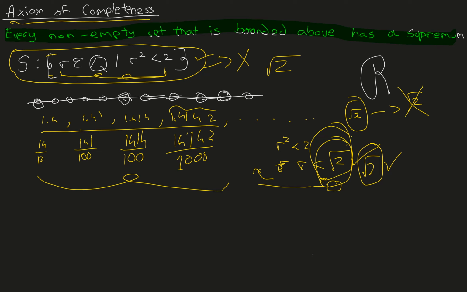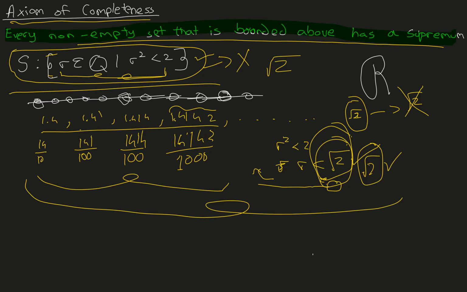Now, remember that an axiom is elementary, it is an assumption, and we do not prove an axiom. It lays the groundwork for us to build on. So, the axiom of completeness says that every non-empty set that is bounded above has a supremum. We know this set S is non-empty because there are certainly elements in it. And it is bounded above by root 2, and by 3, so it is bounded above. So the axiom of completeness says every non-empty set that is bounded above has a supremum.